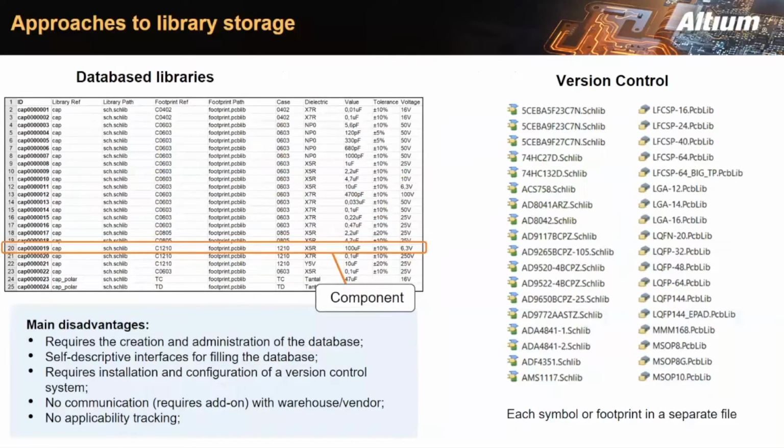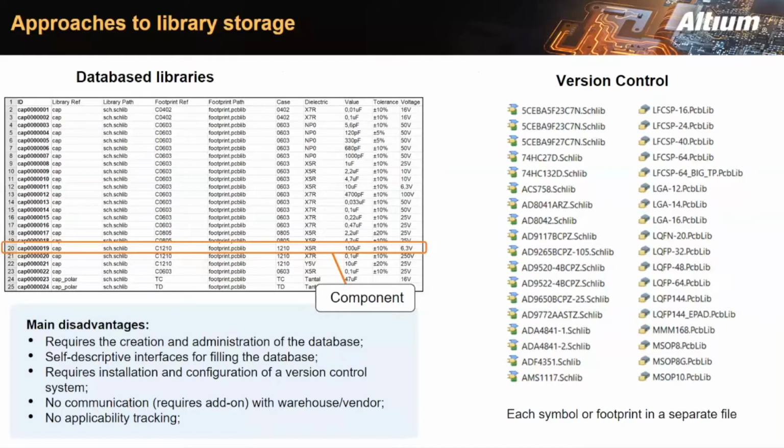A more advanced approach is to use database libraries. Components are created in a tabular form, where each row is a component. The row contains information about symbols and footprints, and which library to use, as well as a set of parameters. The component is formed at the moment of insertion into a schematic from the database. If it is necessary to organize a version control system, the libraries are separate. Each separate footprint has separate files, so you can track the versions.